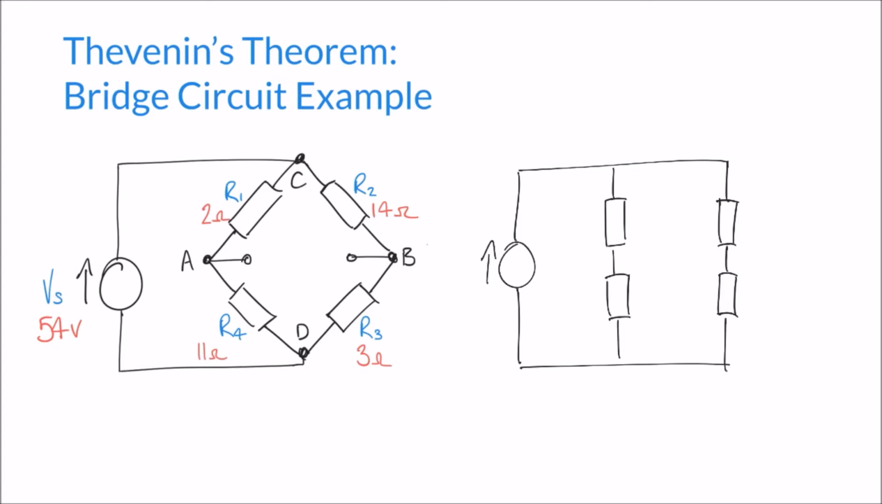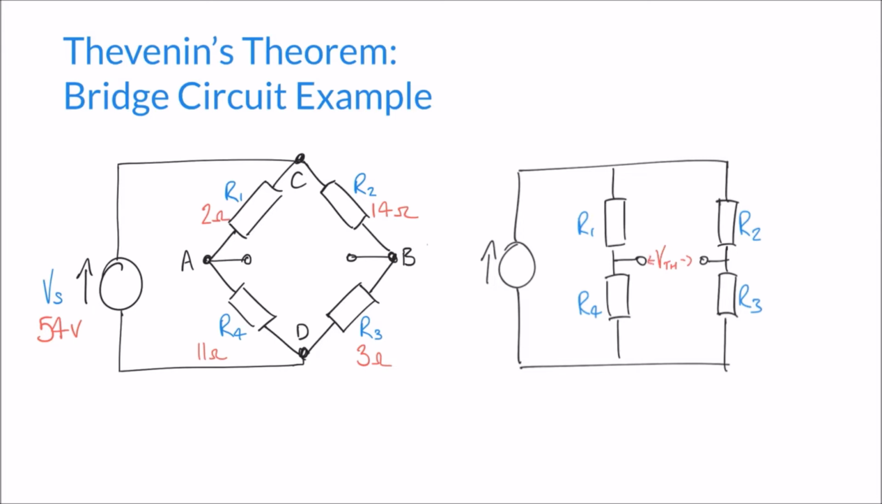So we can say here that R1 and R4 create this kind of potential divider arrangement, and R2 and R3 create the same potential divider arrangement. And so really all this question is asking of us is to find the voltage at the midpoint between R1 and R4 and the voltage at the midpoint between R2 and R3. And our Thevenin voltage will just be the difference between whatever we find those two voltages to be.